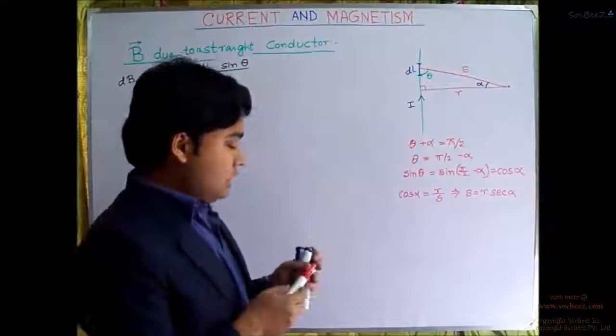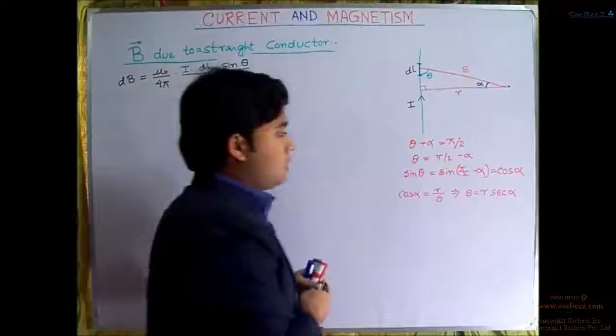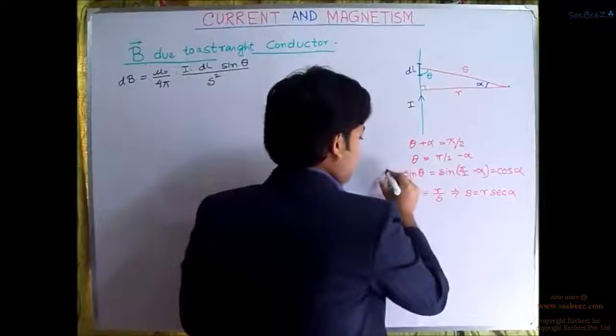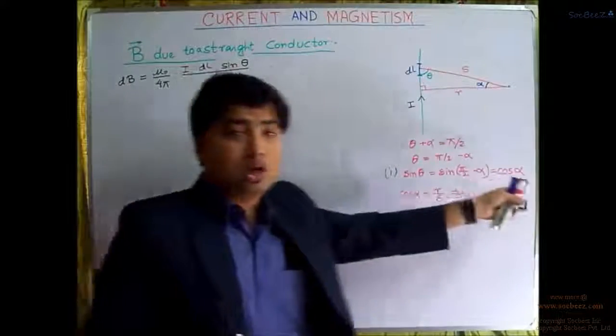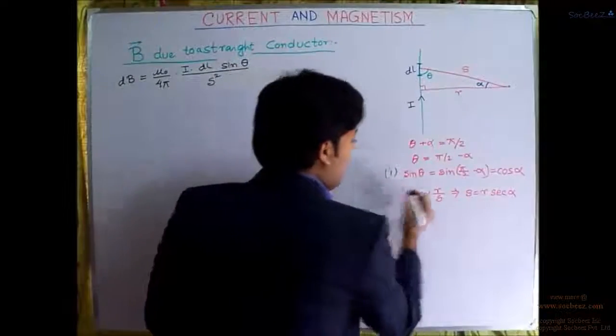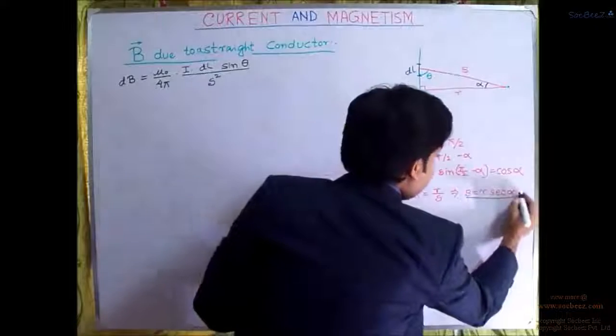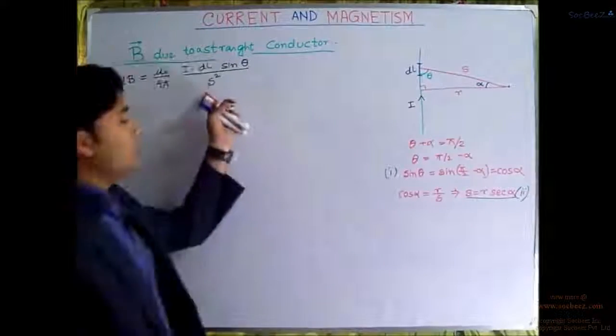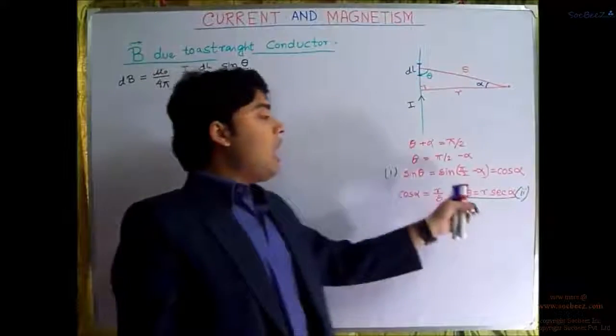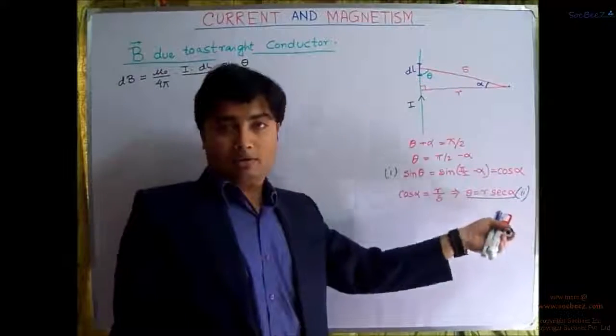And let us say, for example, this is one equation where we are going to replace this sine theta by this cos alpha, okay? And this is the second equation that we got, that S over here will be equal to R sec alpha, right?